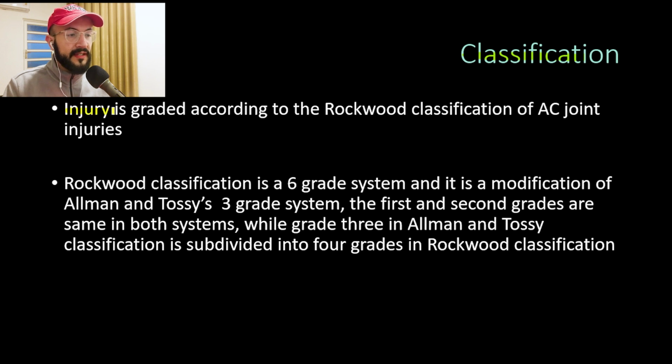So the injury is graded according to the Rockwood classification of acromioclavicular joint injuries. The Rockwood classification is a 6-grade system, and it is a modification of Allman and Tossy's 3-grade system. The first and second grades are the same in both systems, while grade 3 in the Allman and Tossy classification is subdivided into 4 grades in the Rockwood classification. So basically, you can think of the Rockwood classification as a more detailed version of the Allman and Tossy.